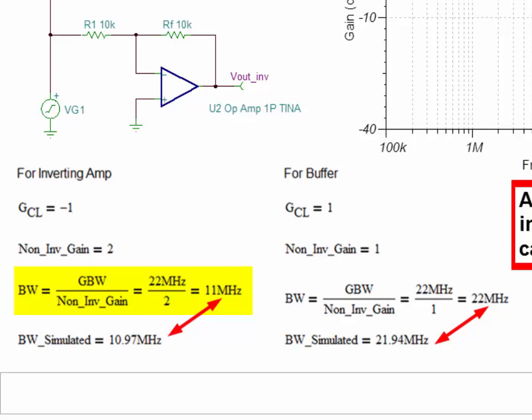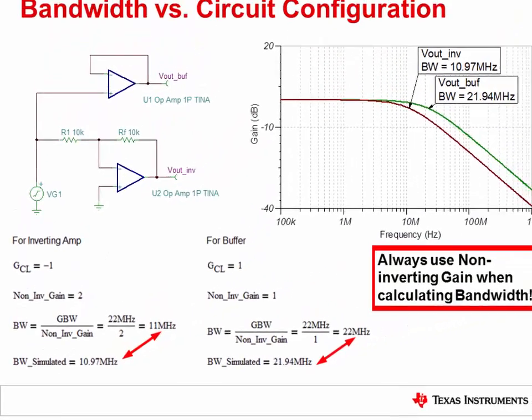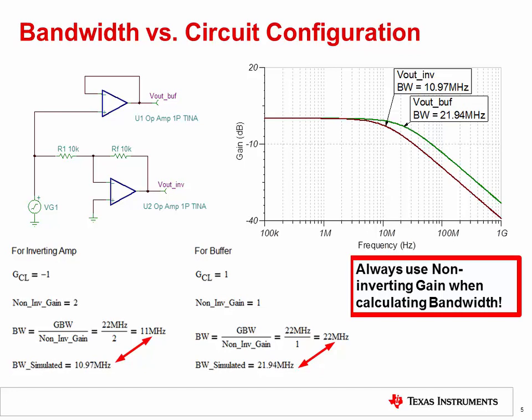A common mistake is to consider the gain seen by the signal source rather than the noise gain for the bandwidth calculations involving inverting amplifiers. This example is simulated to prove that the hand calculations are correct. Notice that the simulation and hand calculation results are very close to each other. The simulation uses a simple single-pole amplifier model to illustrate the relationship between bandwidth and circuit configuration. Later, we will see that a more comprehensive model includes secondary effects that have additional impact on the bandwidth.